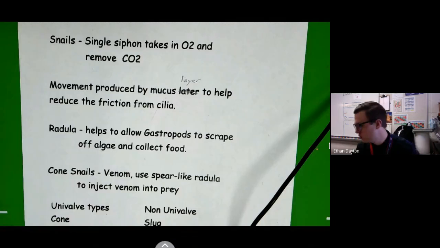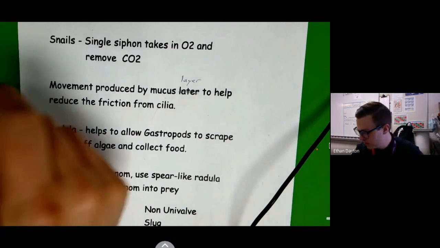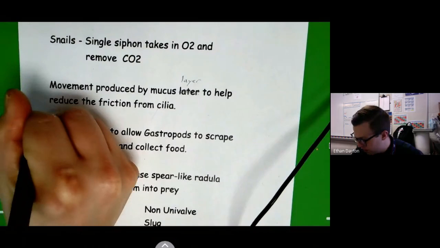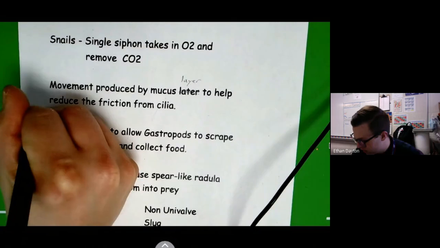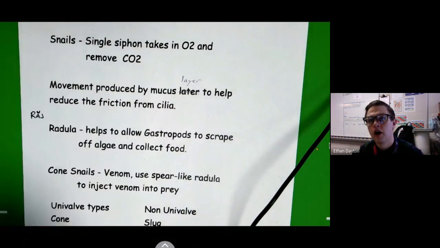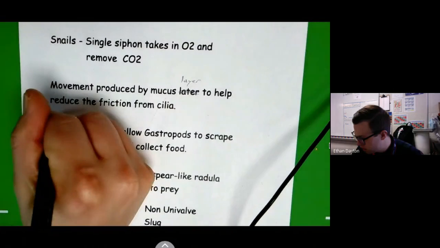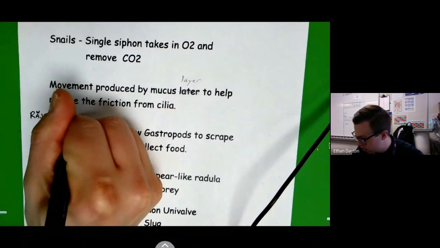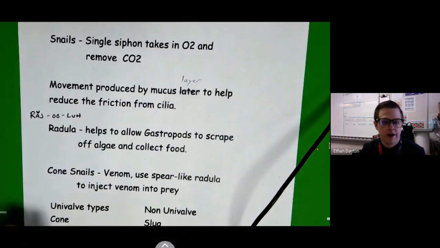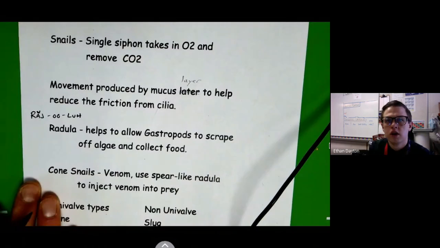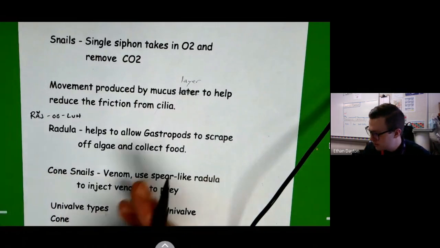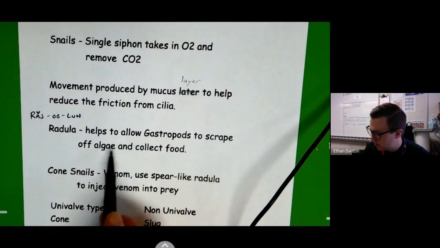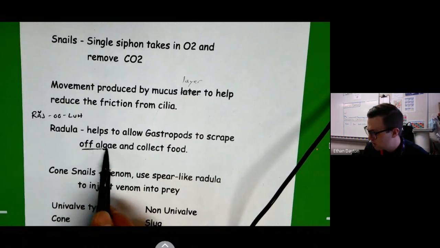Radula, right? Radula. Let me get my marker so that I can write a little bit better. Radula is how you pronounce it. This is a long A. Radula. Okay, it's not radula or radula. Radula. This is what helps the gastropod to scrape off algae, collect food.